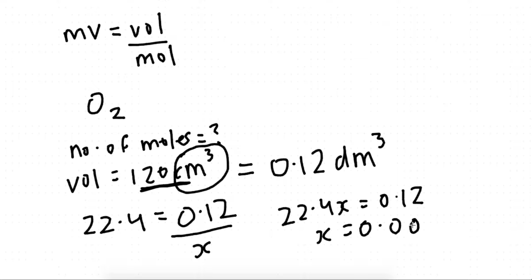0.12 over 22.4 equals 0.005357. Now, in some questions, they will give you the molar volume. You don't always assume 22.4. You assume 22.4 when they say STP, standard temperature and pressure. If they don't mention STP and they give you a value of molar volume, you use that value of molar volume. Okay, guys, I hope that's clear.